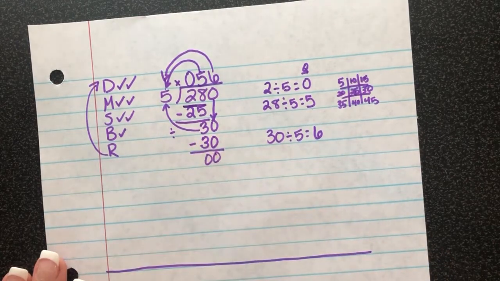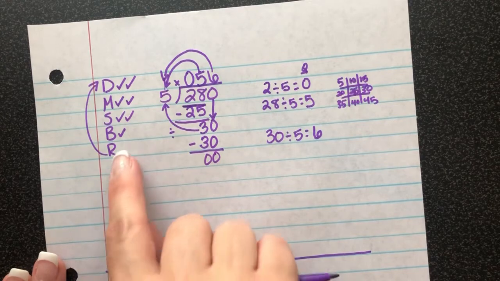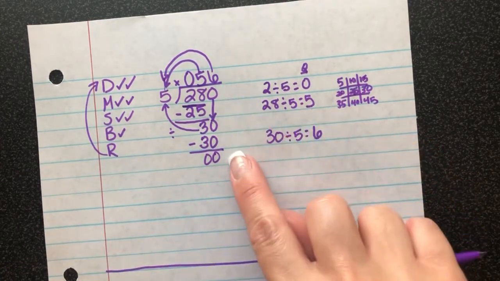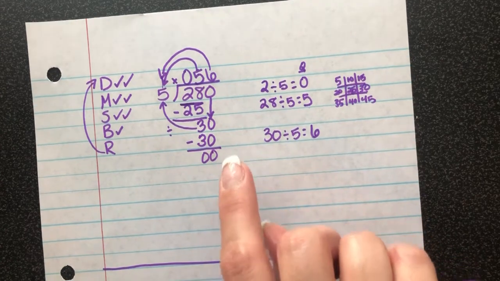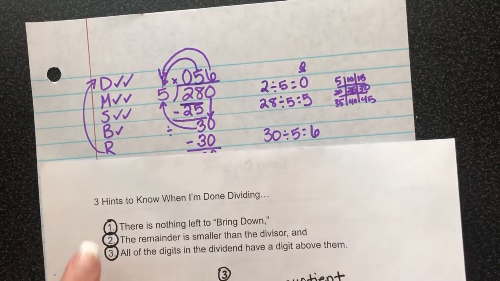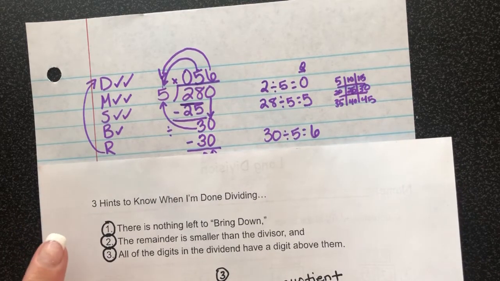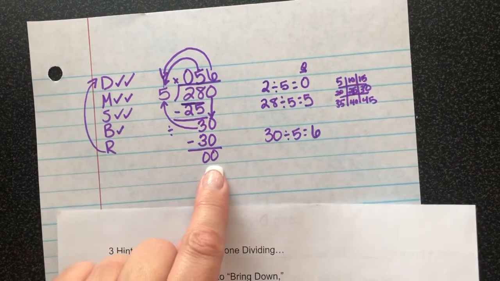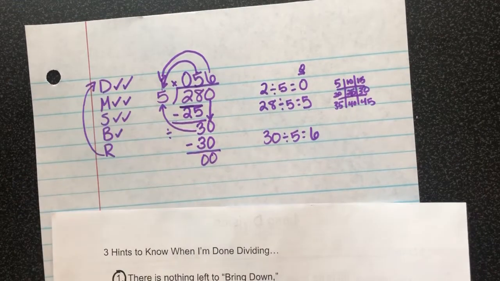I've subtracted. My next step would be to bring down, but there's nothing to bring down here. So that automatically makes me think that I might be done. We can check off number 1: there's nothing left to bring down. Number 2: is our remainder smaller than our divisor? Yes, it is. 0 is smaller than 5.